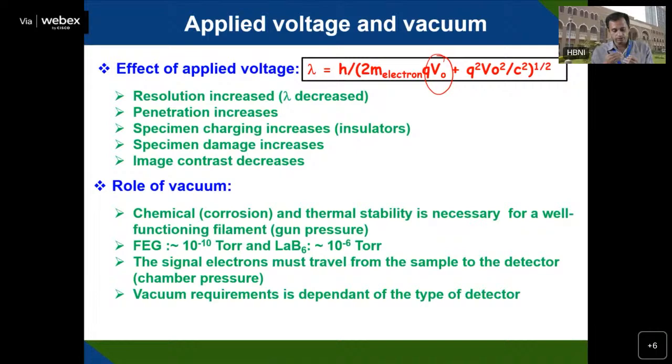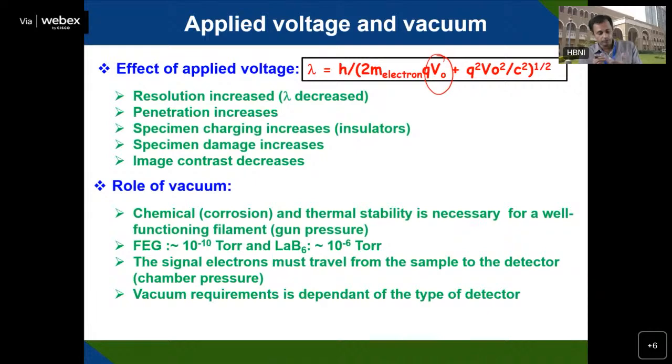And the role of the vacuum that you use is mainly this: chemical reactions or corrosion might occur, and thermal stability is necessary for the well-functioning of the filament. You have a filament there, and that filament has to be chemically stable, that is, not corroded, and it should be thermally stable. That's why you need a vacuum.